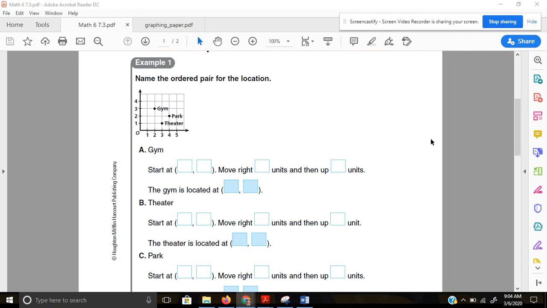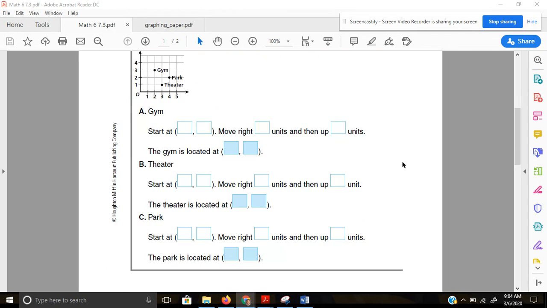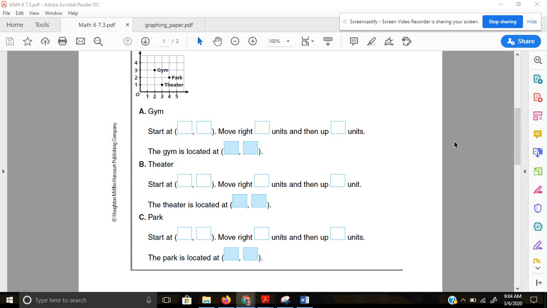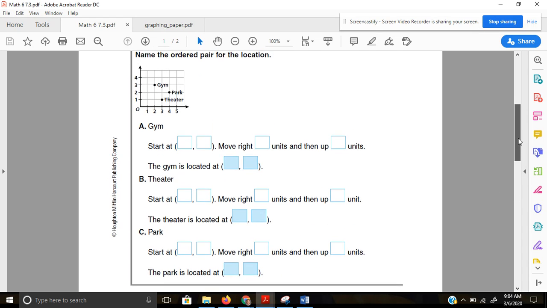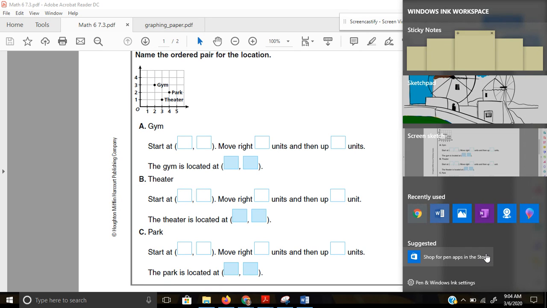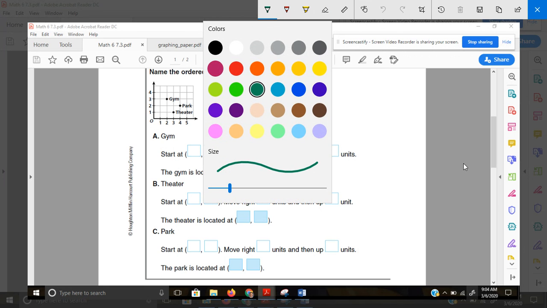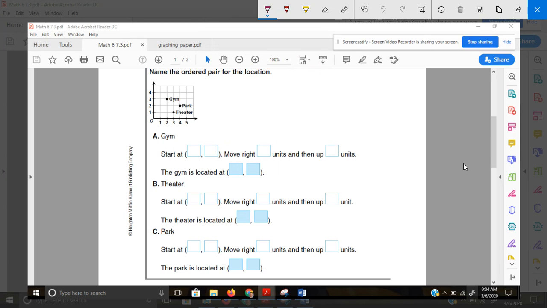All right, let's take a look at the first example. What it wants us to do is name the ordered pair for each location. There's the gym, the park, and the theater. So again, this is kind of like the mapping example I was telling you about, that sometimes coordinate grids are like maps. So it wants the ordered pair for the location. First, we're talking about the gym. Where is the gym in this coordinate grid?